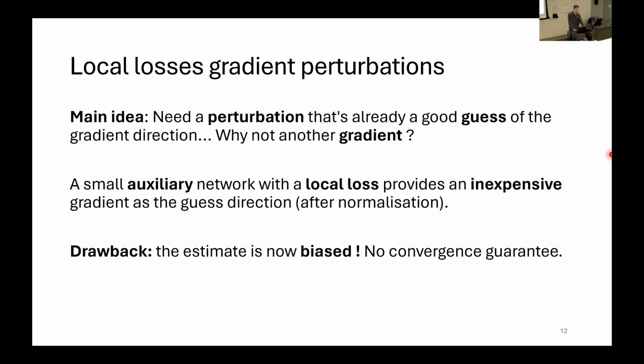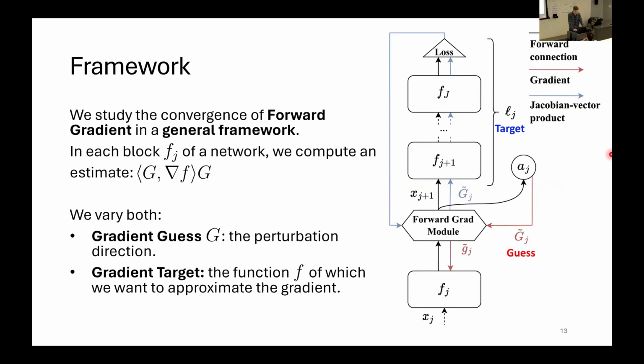So why not just use another gradient, maybe? The idea would be to use a small auxiliary network with a local loss to provide an inexpensive gradient that will be used as the guess direction for the forward mode automatic differentiation. The drawback is now that we just have a biased estimate. There's no convergence guarantee on what we are computing. We are taking one direction and trying to estimate another. So that's the main idea behind using local losses.